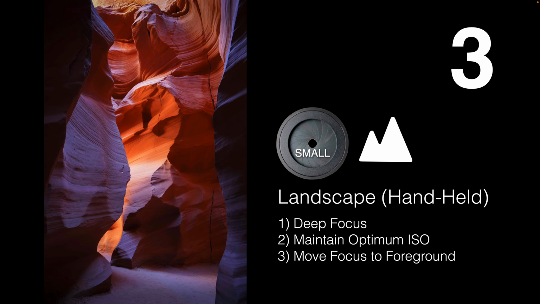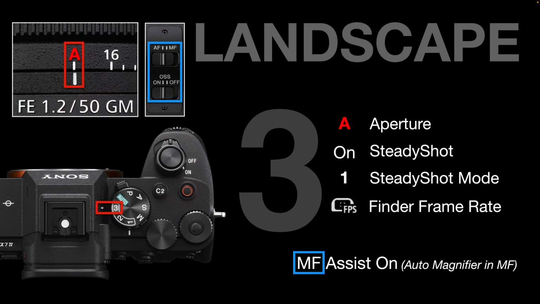And I also want to move focus to the foreground rather than have it way back in the background of the image. We're going to get the maximum depth of field if the focus point is closer to the camera. We rarely, if ever, want to be focusing on the horizon line or distant mountains when we're shooting landscapes.